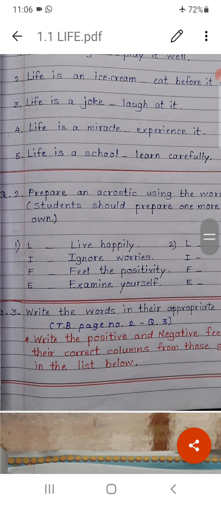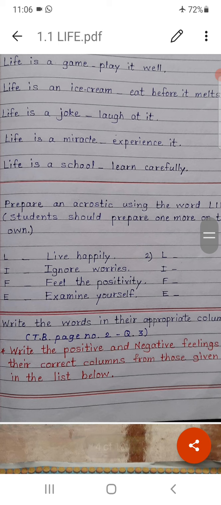Next activity is write the words in their appropriate columns. Here some positive and negative feelings are given, and you have to write them in the correct column. Positive feelings must be under the positive feelings column, and negative feelings must be under the negative feelings column. I'll show the example. See here, first word is hopeful. Hopeful shows positivity, so it will go under the positive feelings column. Then lonely. Lonely shows negativity, it will go under the negative column. Happy, positive. Jealous, negative. Surprised, positive. Shy, negative. Loving, positive. Proud. Proud, sometimes it is good, sometimes it is not good.